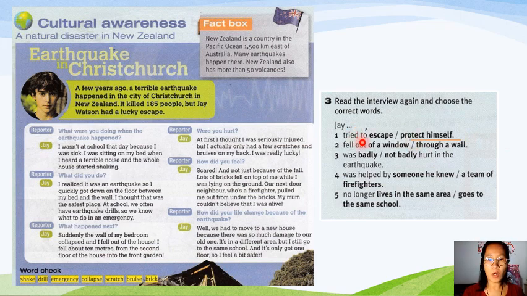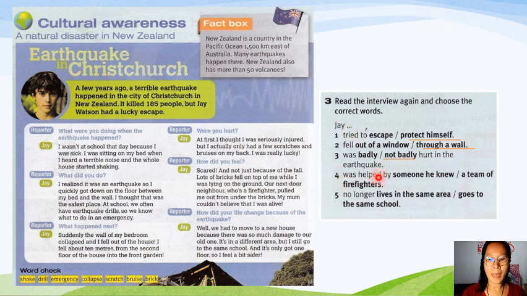Okay, Jay fell out of a window or fell through a wall. Okay, what's the answer? Suddenly, the wall of my bedroom collapsed and I fell out of the house. So Jay fell through a wall. Okay, Jay was badly or not badly hurt in the earthquake? I thought I was seriously injured, but I actually only had a few scratches and bruises. So Jay was not badly hurt in the earthquake.